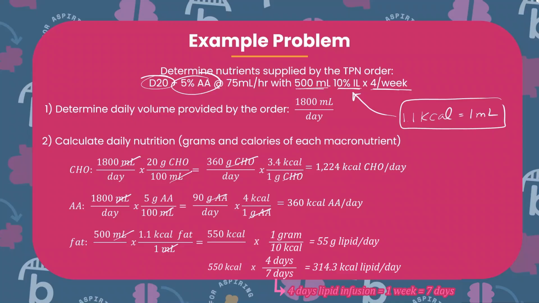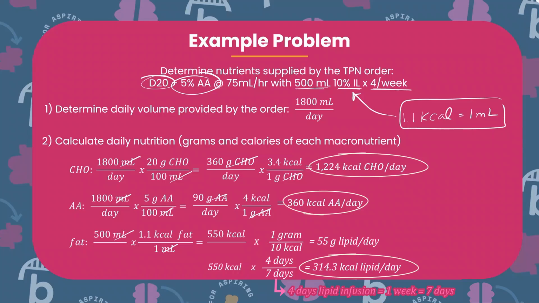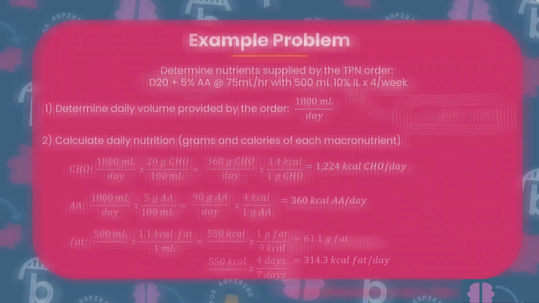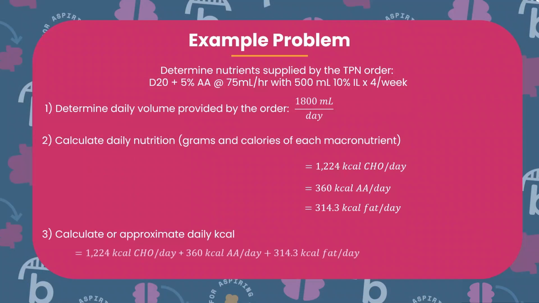314.3 calories. And so now that we've figured out the calories from dextrose, from amino acids, and the approximate calories from fat, we can determine the total calories here by adding up all the macronutrient energy contributions, coming to 1,898 calories provided daily by this TPN order.